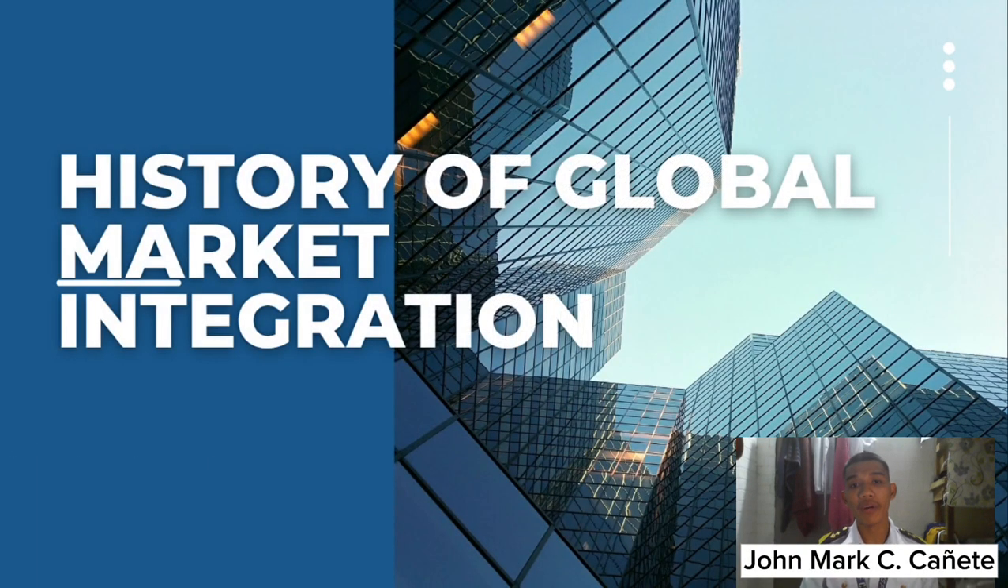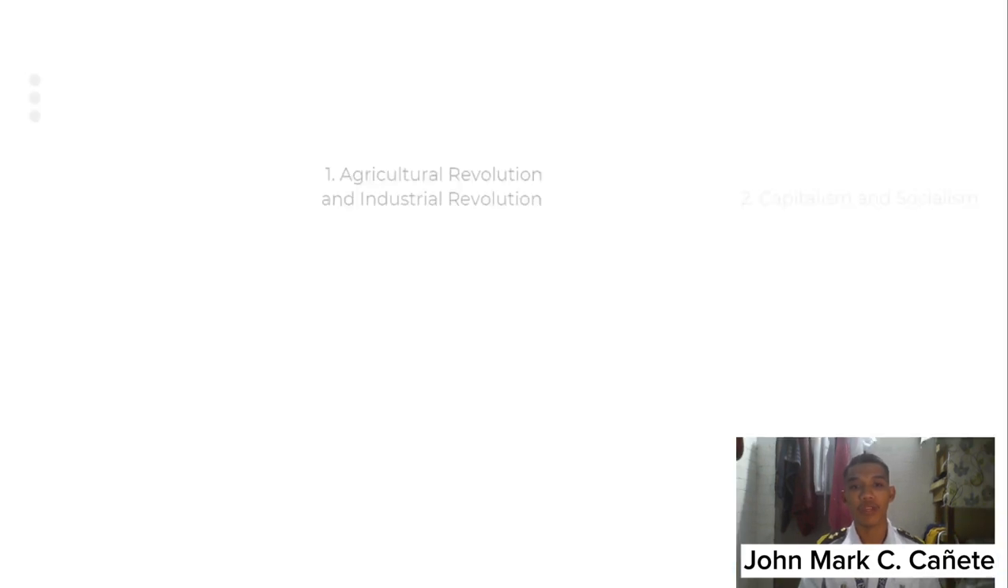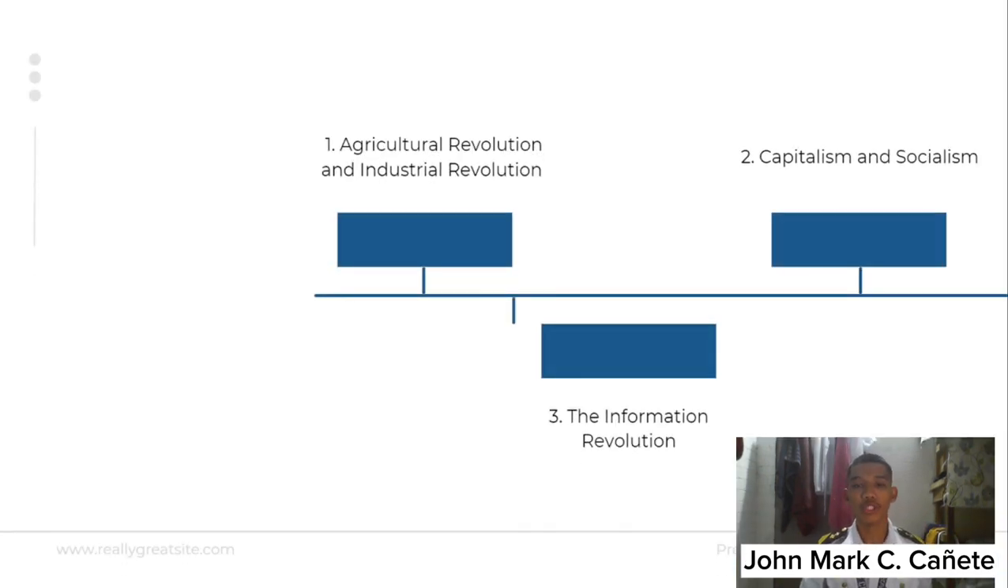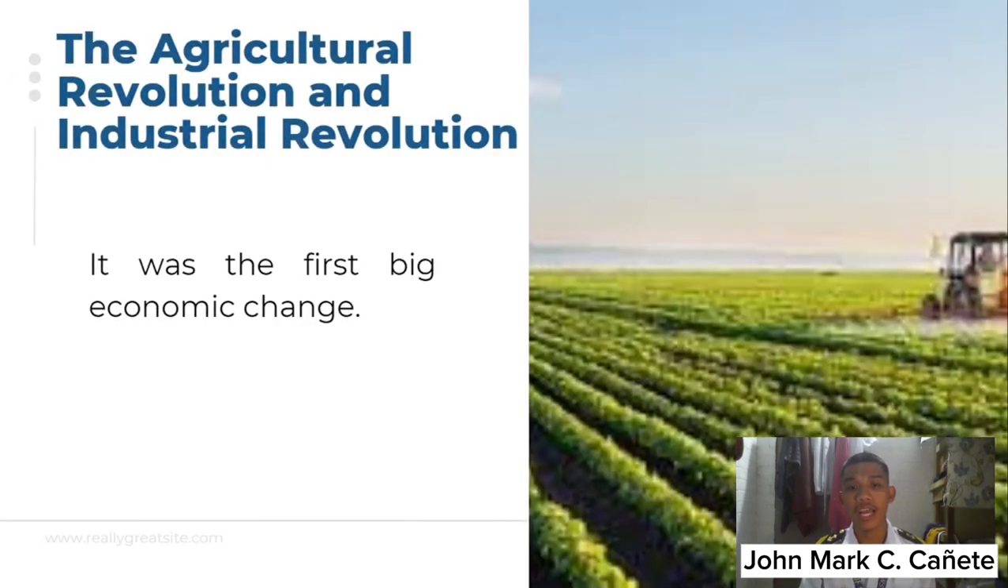History of global market integration. First, agricultural revolution and industrial revolution. Second is capitalism and socialism. Third, the information revolution. So now, the agricultural revolution. It was the first big economic change, and when people learned how to domesticate plants and animals, they realized that it was much more productive than hunter-gatherer societies.